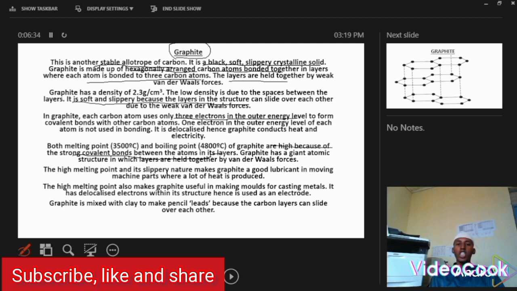because of the strong covalent bonds between the atoms in its layers. Graphite has a giant atomic structure in which layers are held together by weak van der Waals forces. The high melting point and its slippery nature make graphite a good lubricant in moving machines where a lot of heat is produced. The high melting point also makes graphite useful in making molds for casting metals.